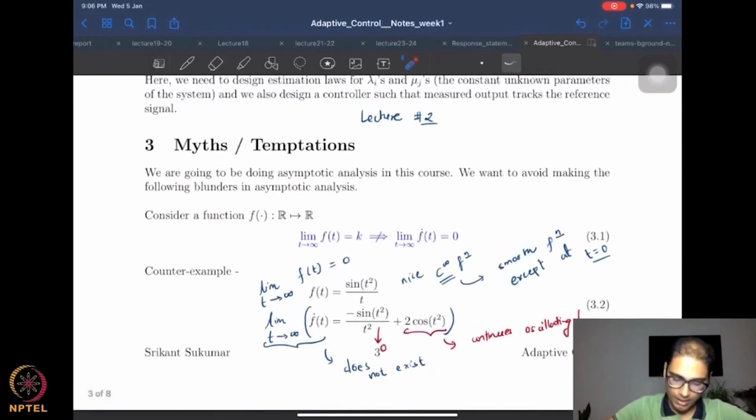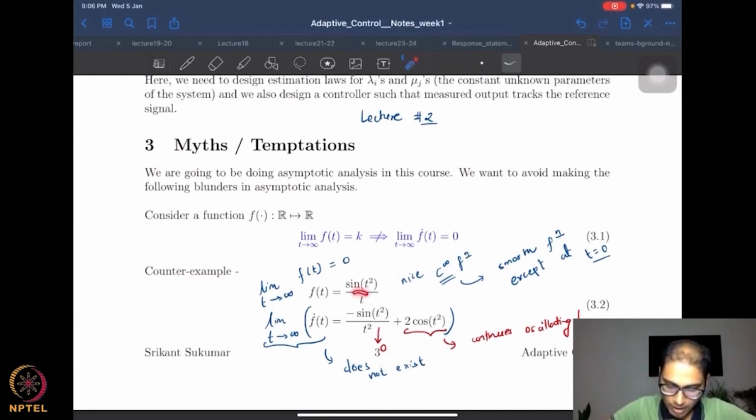And what is it? Suppose I take the function, which is sin(t²) divided by t, right? And suppose I take the limit of this function as t goes to infinity. Let's look carefully at what happens. The numerator keeps oscillating between -1 and 1. It does not matter how much time has lapsed. If I plug in infinity or a very large number here, sin(t²) is still going to oscillate between -1 and 1. So this is not really reaching a limit.